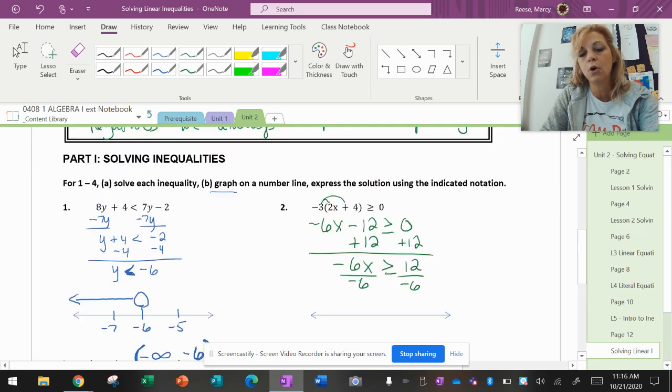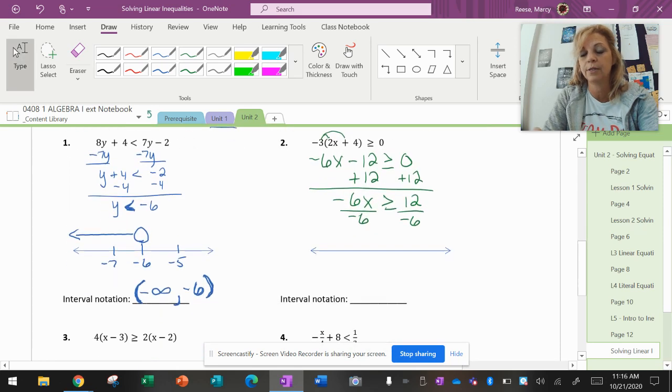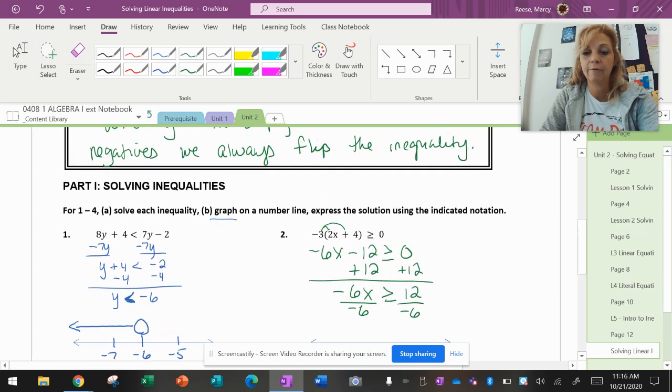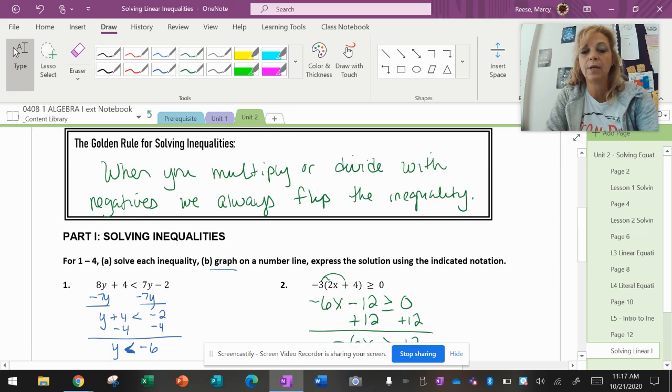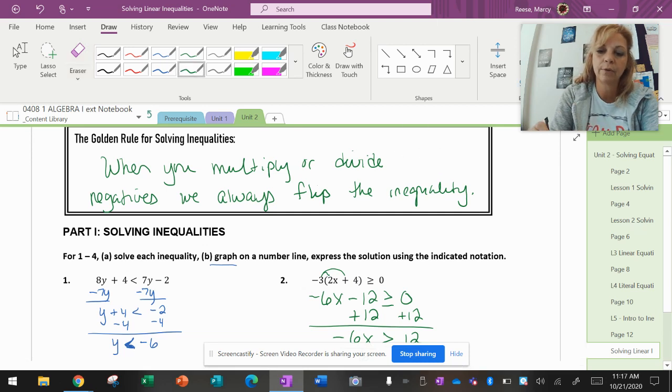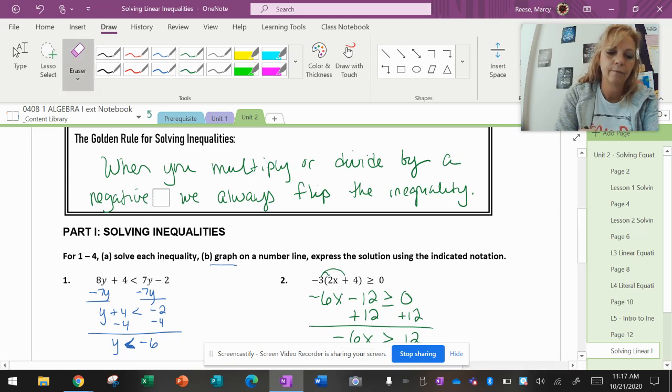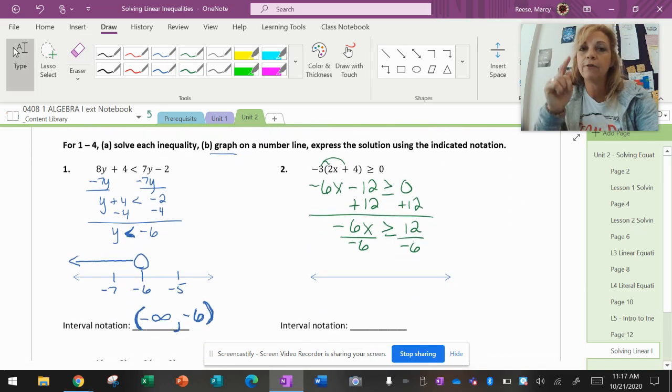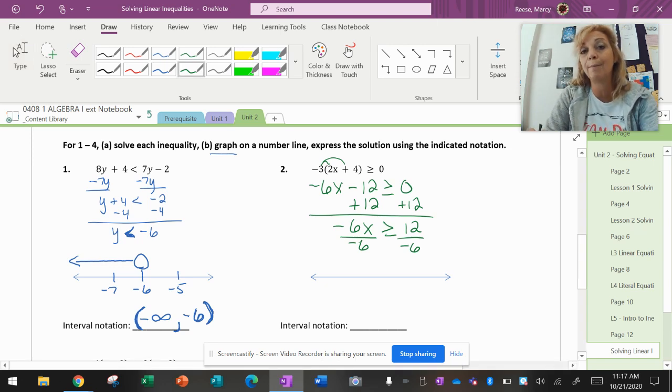But here's your golden rule for solving inequalities. When you multiply or divide by a negative, and when you're looking at division, it's when you divide by a negative, and the negative has to be on the bottom. If that was a negative 12 over a positive 6, we wouldn't change the sign. But because you're dividing by a negative, where the negative is on the denominator, you actually have to flip the inequality.